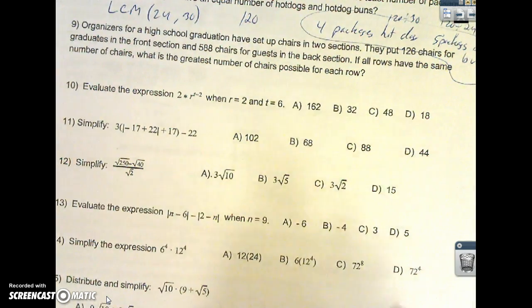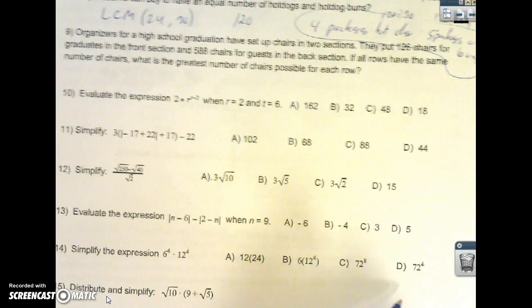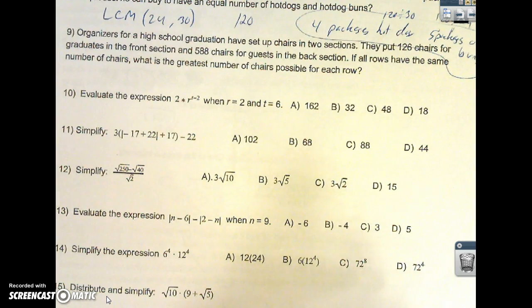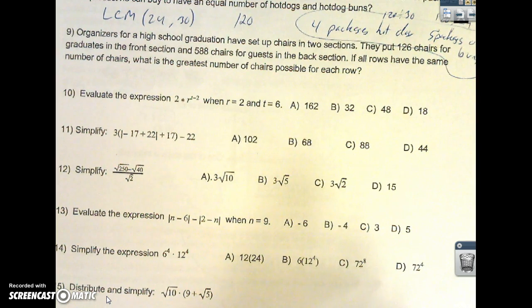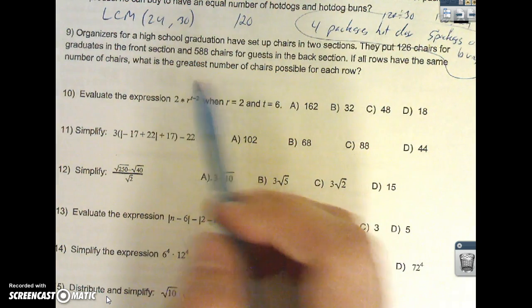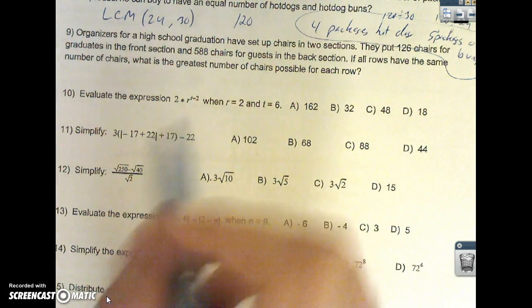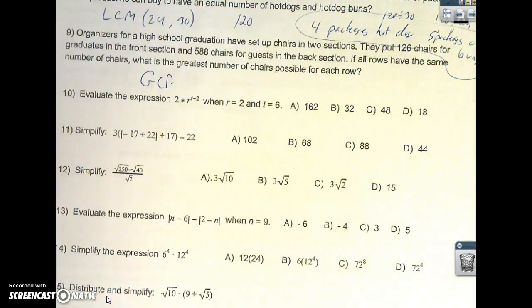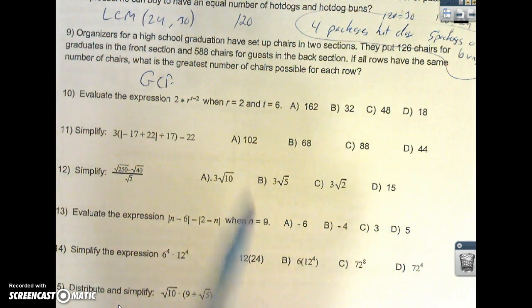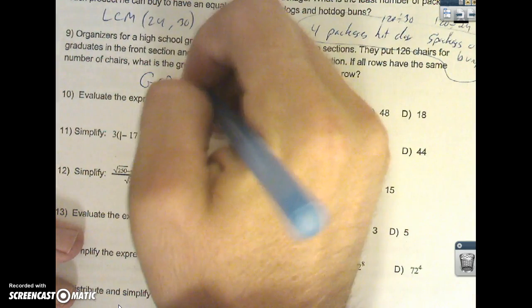Organizers for a high school graduation have set up chairs in 2 sections. They put 126 chairs for graduation in the front section, 588 chairs for guests in the back section. If all rows have the same number of chairs, what is the greatest number of chairs possible for each row? Greatest number of chairs possible. So we're looking at GCF, okay? So we're going to take the GCF of 126 and 588.